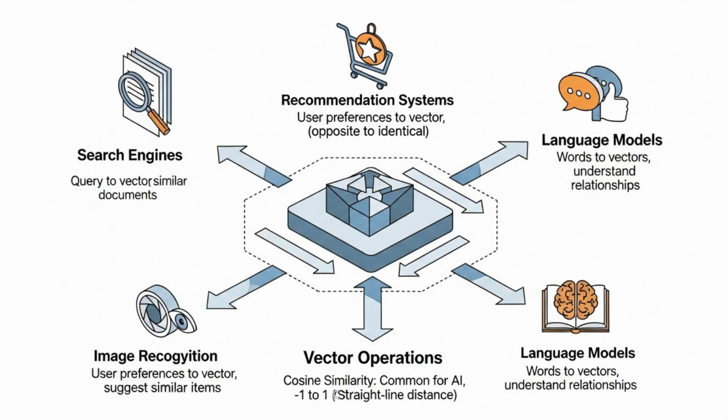AI systems are constantly asking, how similar is this to that? Vector distance gives us the answer. Cosine similarity is perhaps the most common measure in AI. It returns a value between -1 and 1, where 1 means identical and -1 means completely opposite. Another method is Euclidean distance, which is simply the straight-line distance between 2 points in vector space. These distance metrics are the heart of AI decision-making.